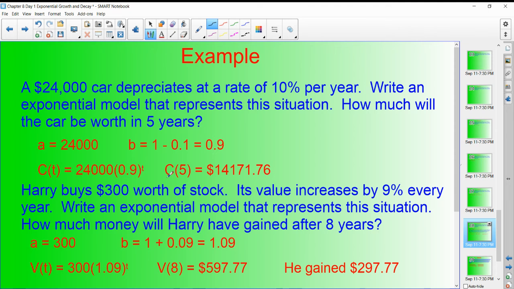Okay, same thing for the stock problem. I go up 9%, so I go to 109%, which is 1.09. I put 8 in for t, and I called it v here for value. Now, the only thing that this second question has that's different is it says, how much has he gained? So if I start with 300 and I go up to 597, I gain 297. So if you said he has 597, you're correct. But make sure you answer the question. Word problems are tricky like that.